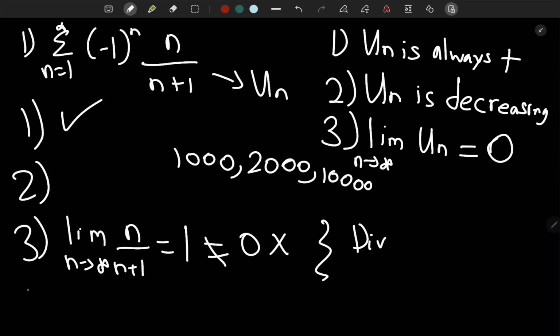So here you could have just started with the third condition and tested it out instead of doing the first two, because you can see here it is n over n plus 1, and you know that using the L'Hopital rule it is going to be equal to 1, which is not equal to 0, and you can directly say that the series is diverging.